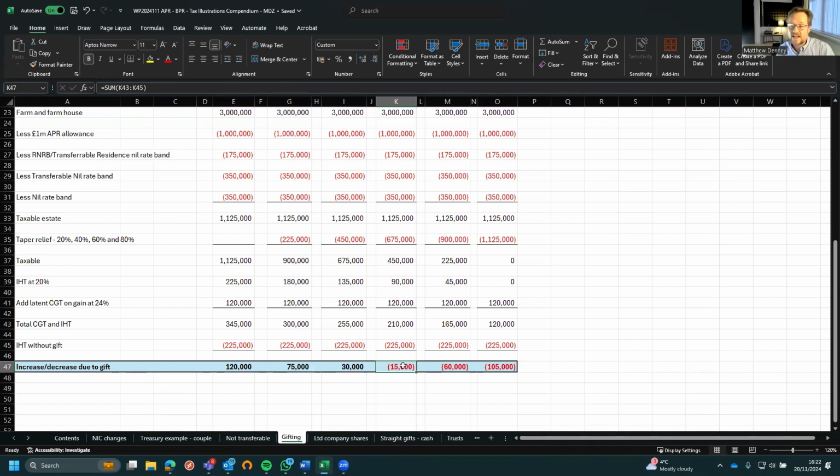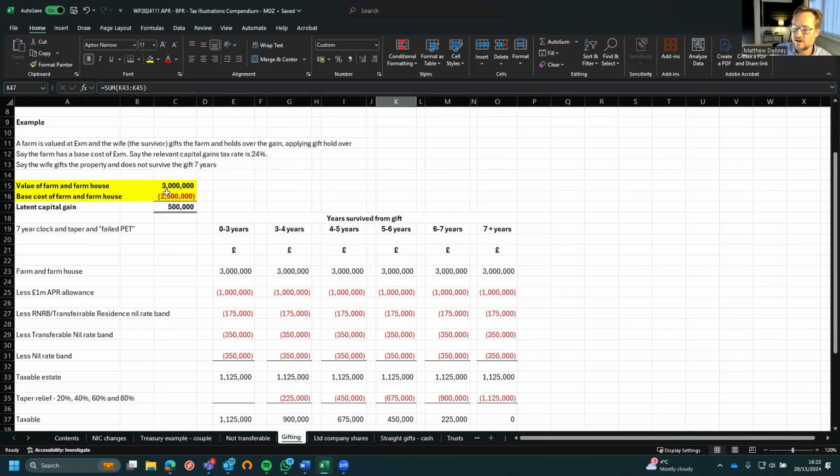And I think it's particularly unfair to change the goalposts for the more elderly, who are looking at the 7 year clock and thinking I might not make it. I think it's going to be particularly difficult for them to make decisions on whether they make gifts or not. But I think they're going to have to look very carefully at what the gain situation is.